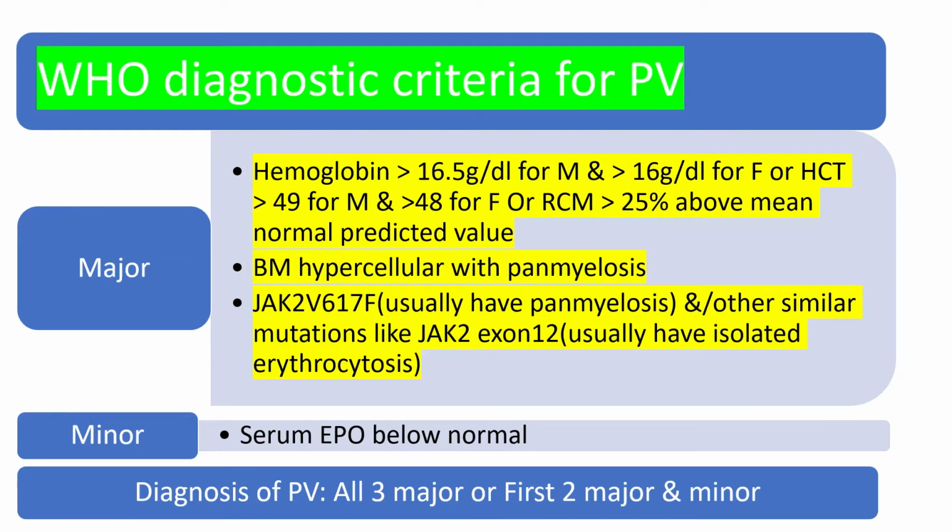The second major criterion is bone marrow hypercellularity with pan-myelosis. All myeloid lineage cells will be expanded on bone marrow biopsy or aspiration. And the third major criterion is JAK2 mutation. It could be exon 12 or exon 14. And the minor criterion is serum EPO below normal. So to diagnose polycythemia vera, all three majors, or the first two majors and the single minor criterion, which is the EPO below normal, should be fulfilled.